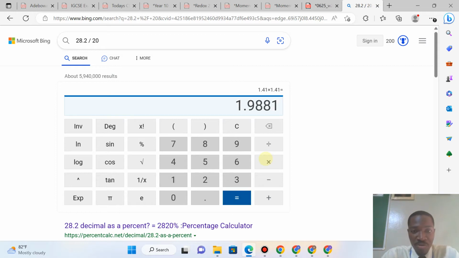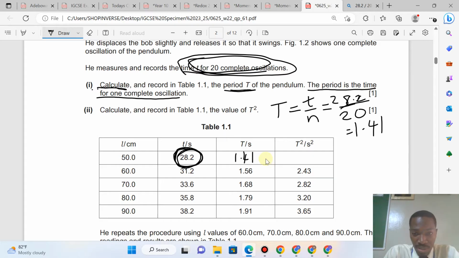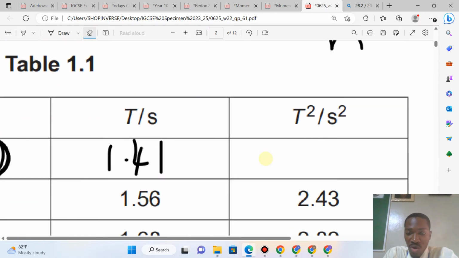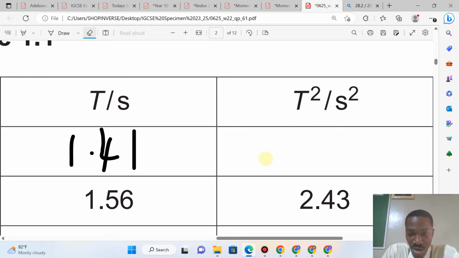1.41. Yeah, that's 1.41 squared. We got 1.988. That's 1.99. Yeah, 1.99. So you write it here. What I'm writing is not good enough, so I'm going to zoom in so I can write appropriately. 1.99. Good. So that is settled.